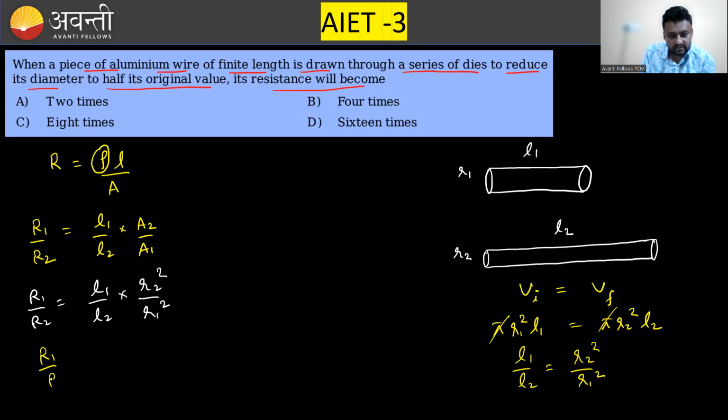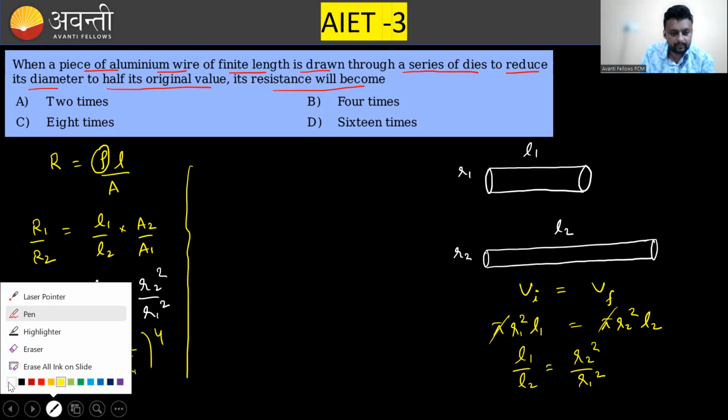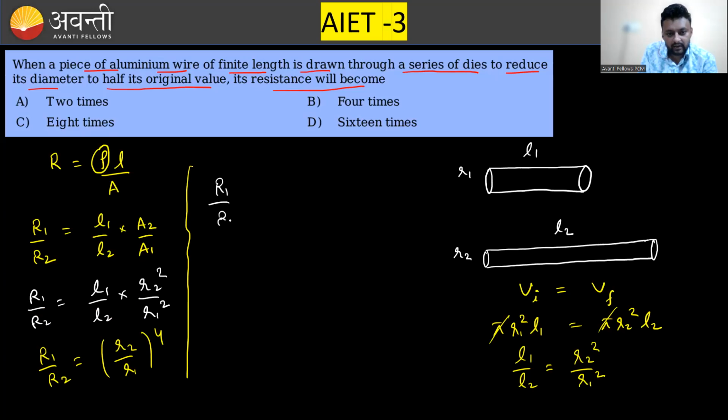So resistance R1 by R2 is equal to L1 by L2. If you put R2 square by R1 square, it becomes R2 by R1 whole power 4. Now you can easily solve. This is just simple calculation. They are saying diameter reduces to half. Is there any problem with diameter and radius? If diameter is decreasing to half, then radius is also decreasing to half. So don't get confused about why we are using it as radius. Both things are the same.